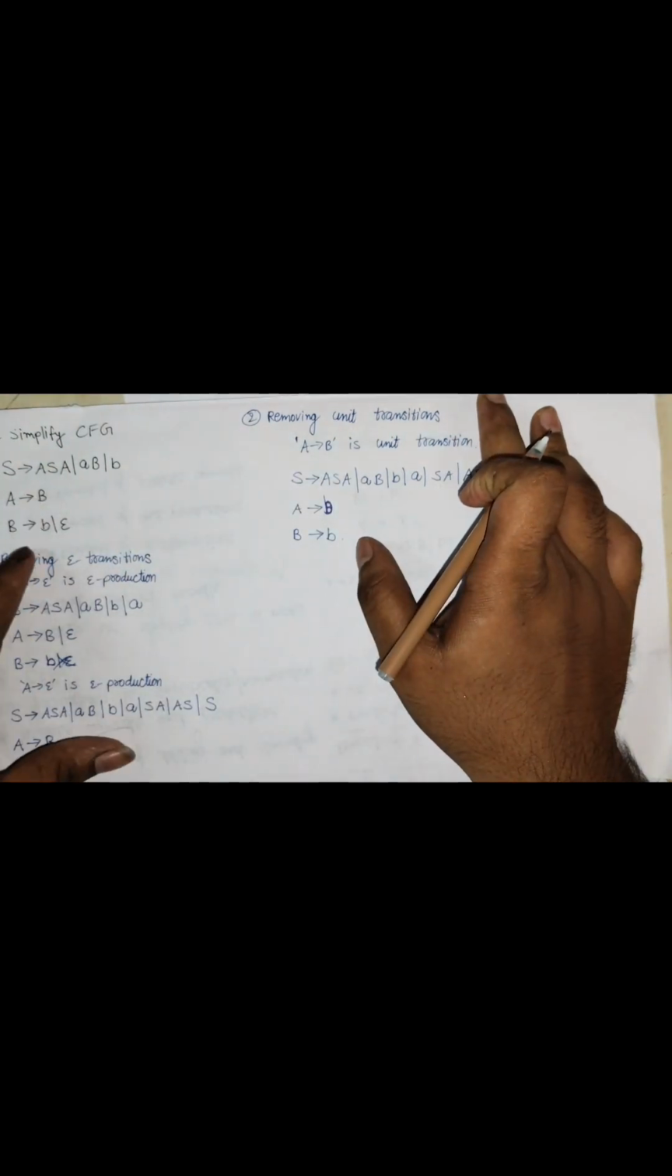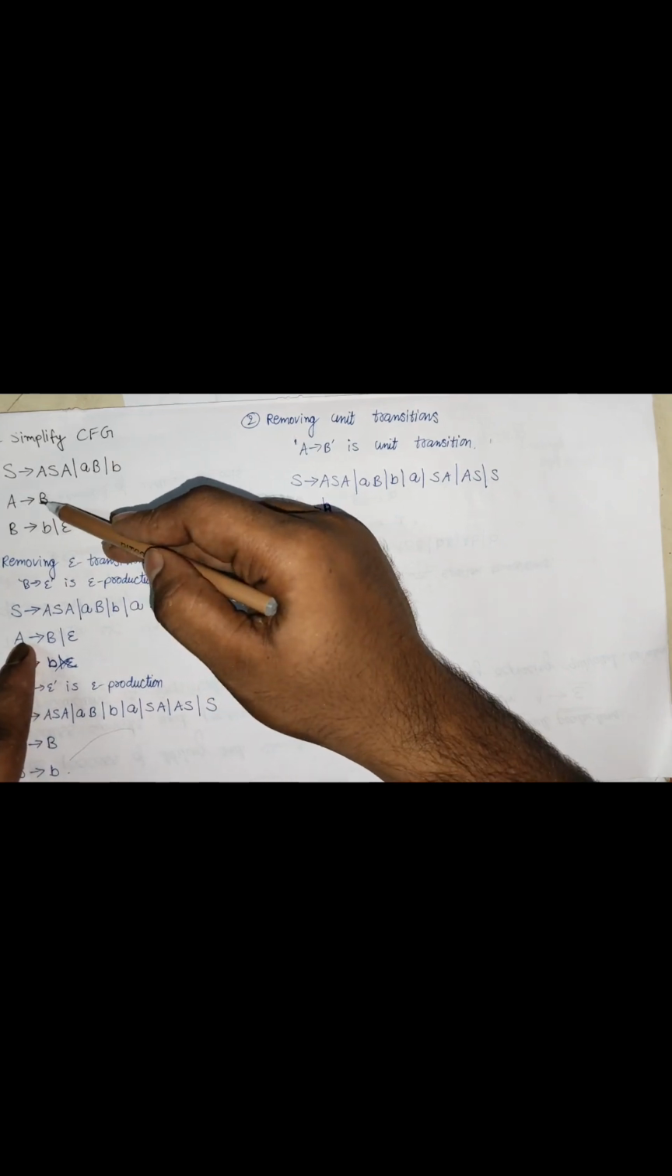So S tends to, write the existing productions as they are: A S A, and A B, and B as it is. Next, in place of capital B, substitute epsilon. You will end up with A, right? And A here. Next, A tends to capital B. This is the existing production. Next, substitute epsilon in place of capital B. You will end up with epsilon, so you should write epsilon. Next, B tends to B. We are removing epsilon transitions, right? So B tends to only b.